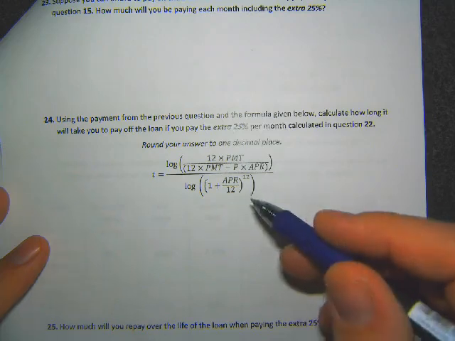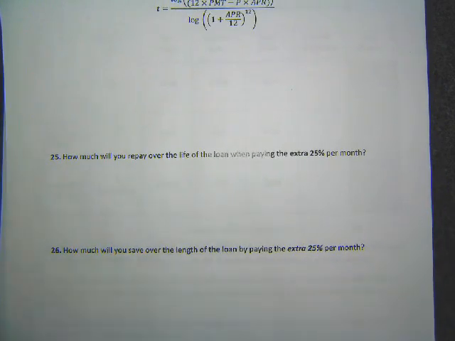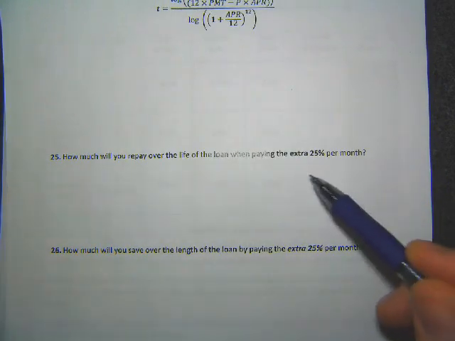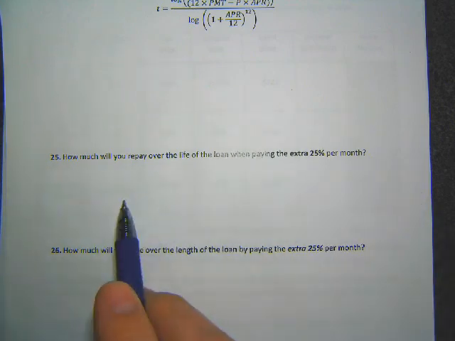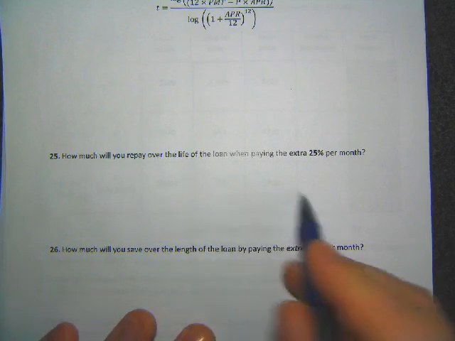So once you have the time, now you know your payment and your time, you can go back and figure out how much you're going to pay in this version. Using that bigger payment, that 25% extra payment, you can say, okay, I have that payment for this many years, and again, 12 months per year. You multiply all that out, and you'll get the total you paid.